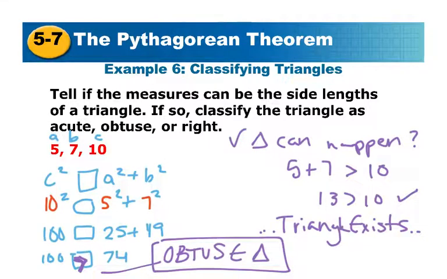Okay, so just so that we're aware, again, we check to see if a triangle could actually occur. Yes. Then we put it in this idea of, is c squared bigger than a squared plus b squared? And it is. And so now it's obtuse. If it was less than, it would have been acute, and if it was equal to, it would have been right.